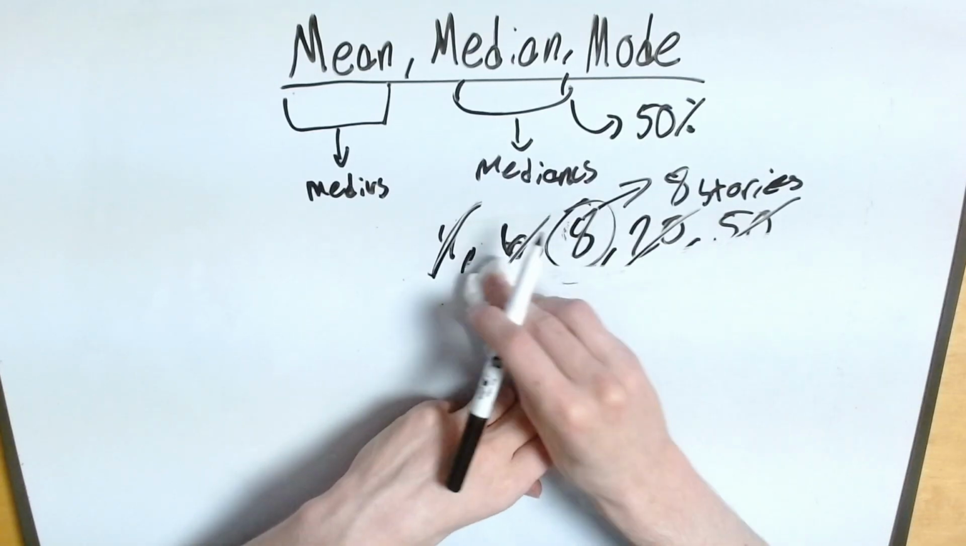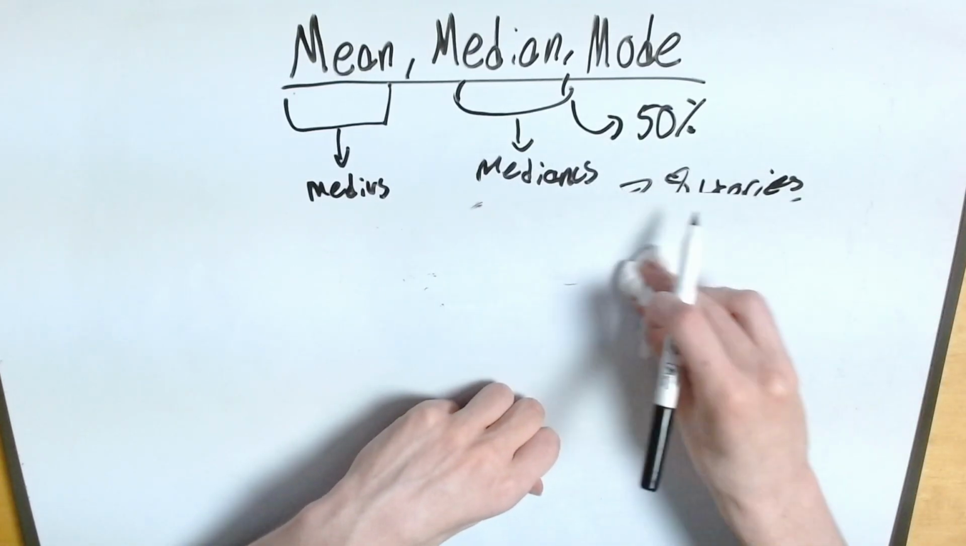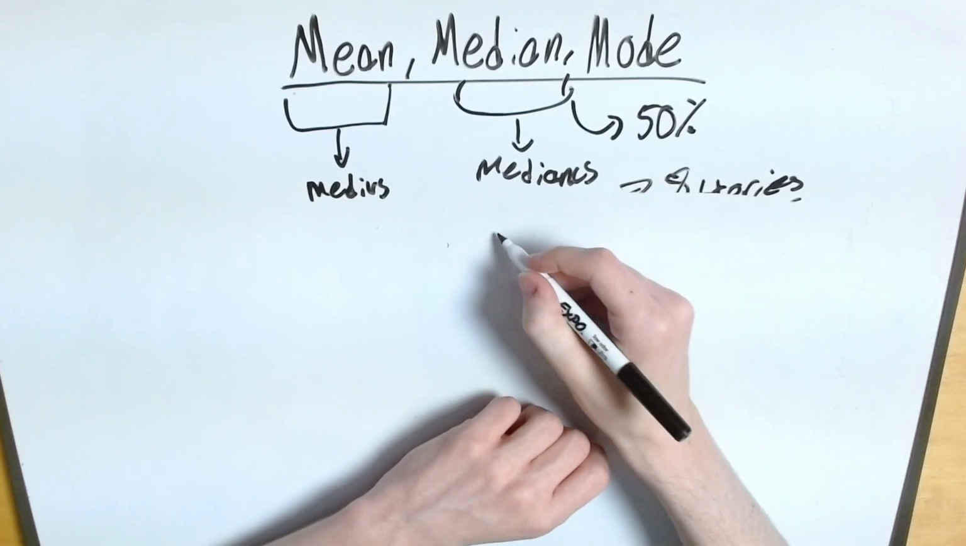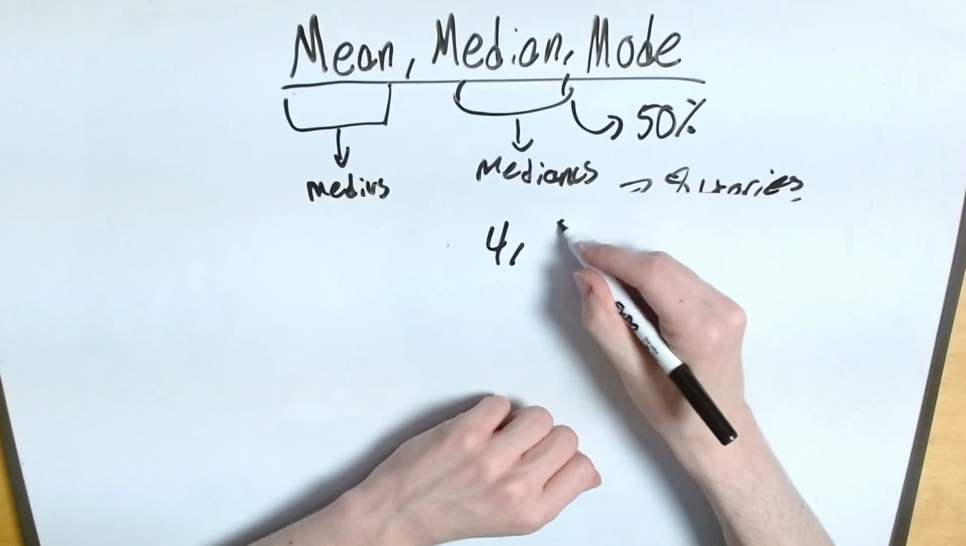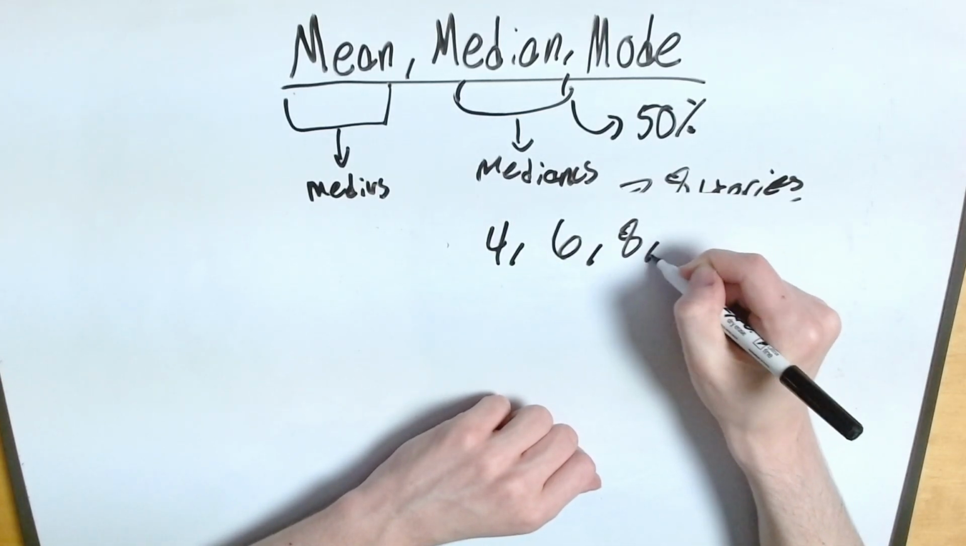But sometimes you won't be left with one value. For example, say I didn't have that 50-story building. I had a 4-story building, a 6-story building, an 8-story building, and a 20-story building.